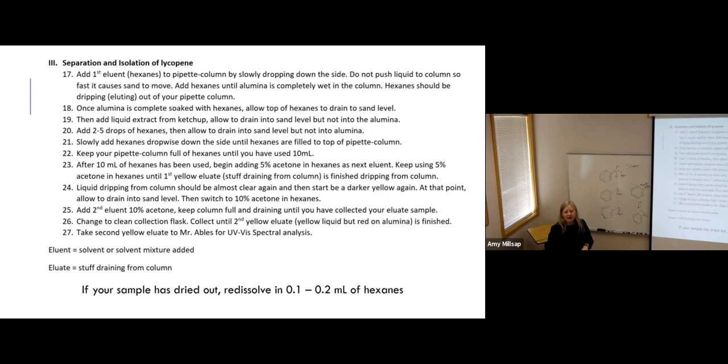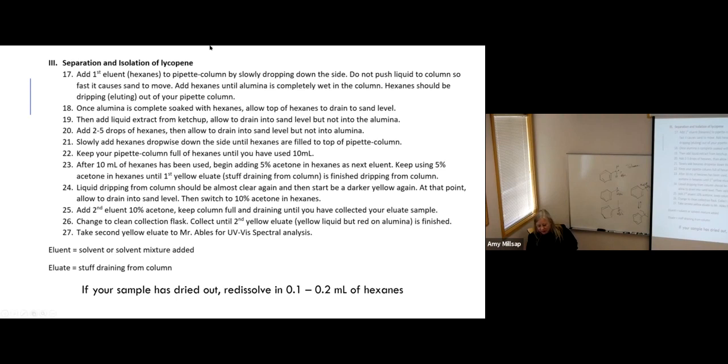And it's really not going to take that much time once we get to the column. Isn't that right, our lovely Valerie TA? The column didn't take that long, did it? 30, 40 minutes. Yeah. So we're at 15 plus maybe 40, 65 minutes of lab there. Follow the directions to the best of your ability. If your sample has completely evaporated, add 0.1 to 0.2 milliliters of hexanes and go from there.